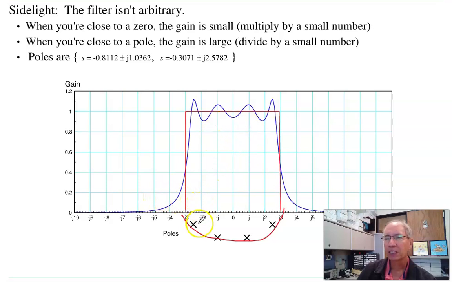And what that does is, for frequencies between minus j3 and plus j3, I get these resonances. When I'm close to a pole, I get a resonance. There's the first pole, resonating at j 2.57 radians per second. Second pole, resonating at j1 radian per second. Its conjugates, then drops off.